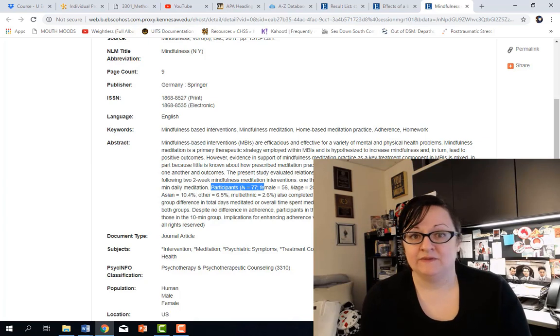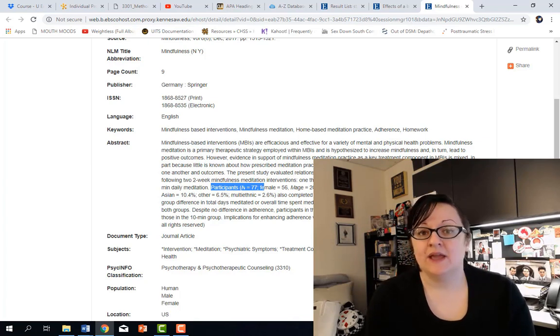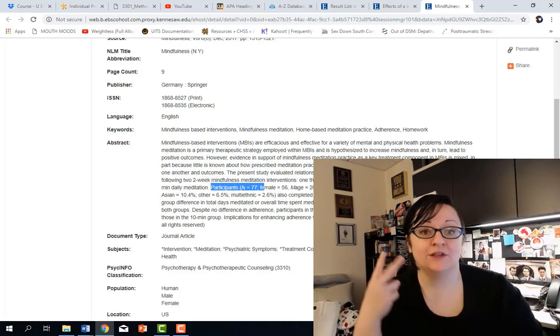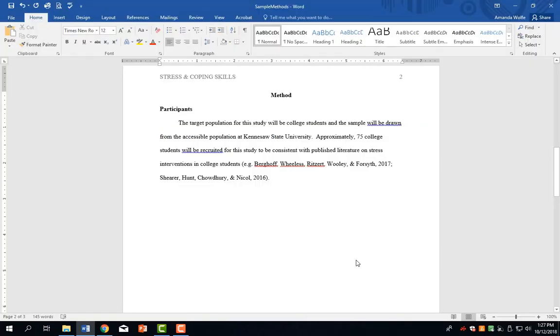So I'm going to take 74 and add it to 77, and I'm going to take the average of that, and then I'm going to put in parentheses those 2 articles. As you can see, I've now written that up. Approximately 75 college students will be recruited for this study, and the key phrase here is to be consistent with published literature on stress interventions in college students. And then I've put my 2 articles that I just found at the library in there. This is what supports my sample size.